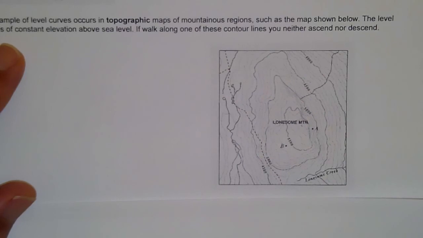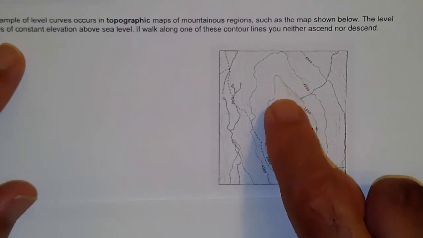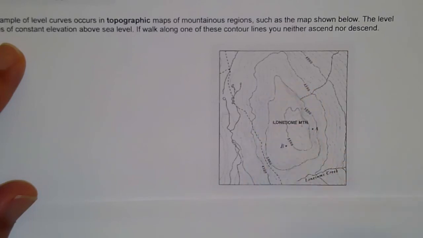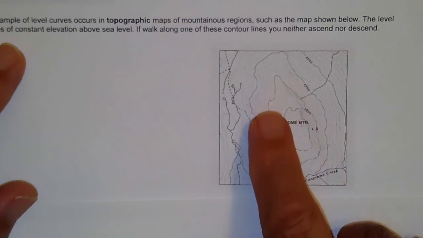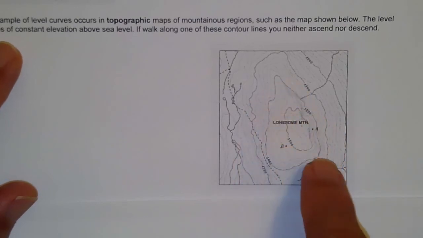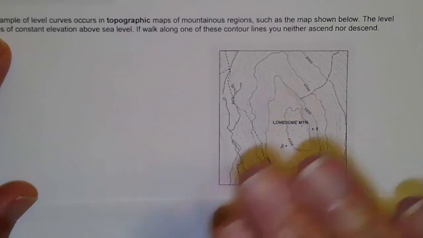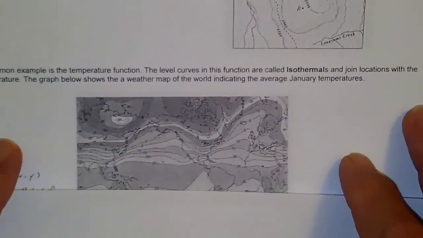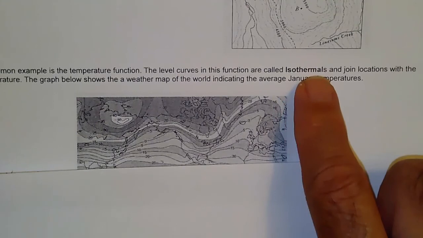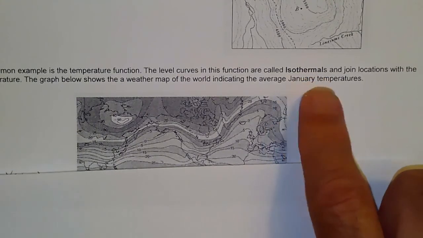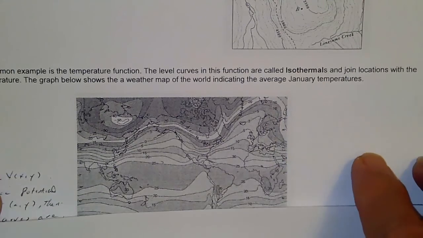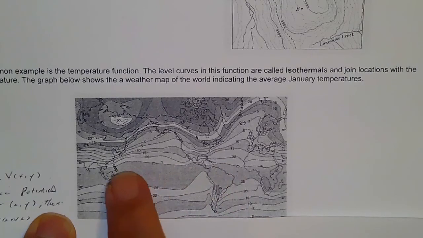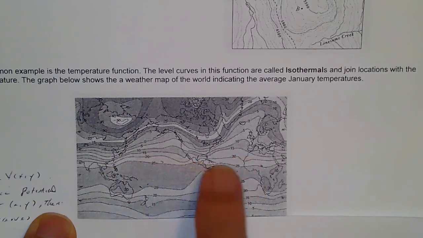So in other words, if you walk on any of these level curves, you are neither ascending nor descending. You are just walking around the mountain range at a specific height from sea level. The other application is the so-called isothermal map. Iso means the same. Thermal means temperature. So these level curves show the isothermal map.